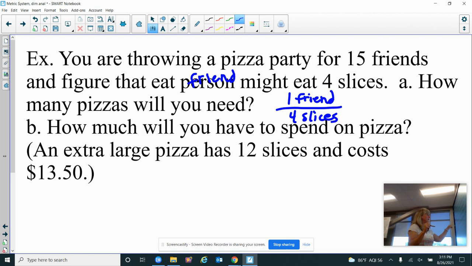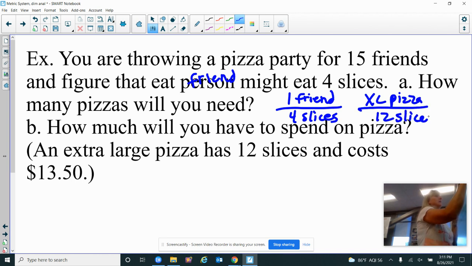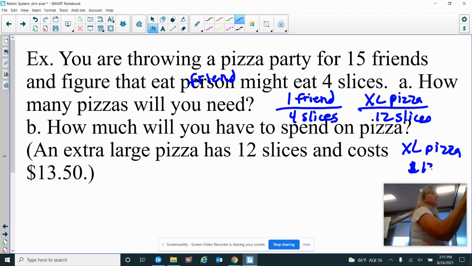What else do I have? An extra large pizza has 12 slices. So that is a conversion. An extra large pizza has 12 slices. And also, an extra large pizza costs $13.50, which is another equivalency or conversion.